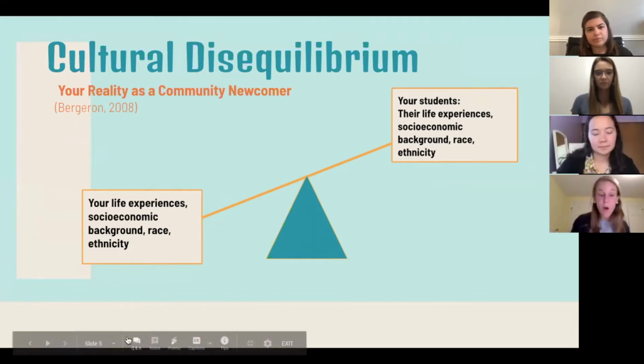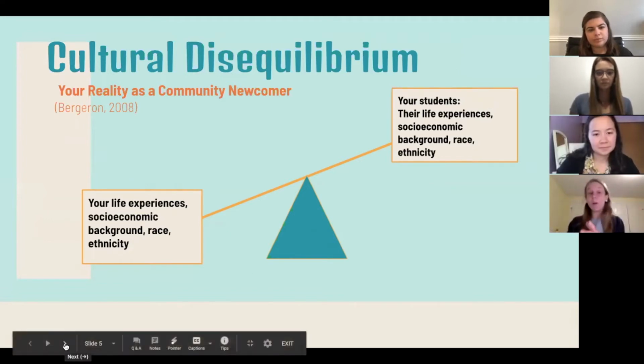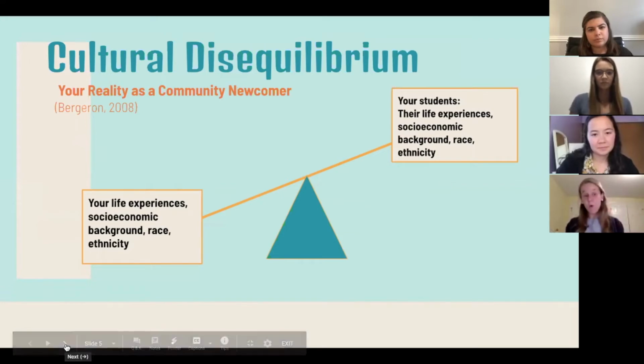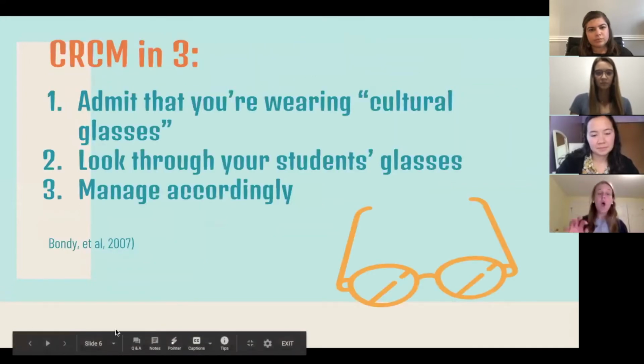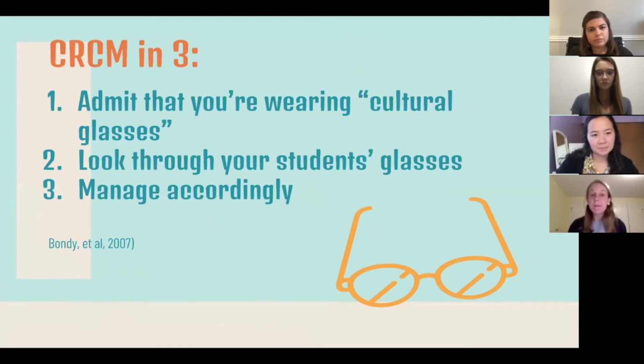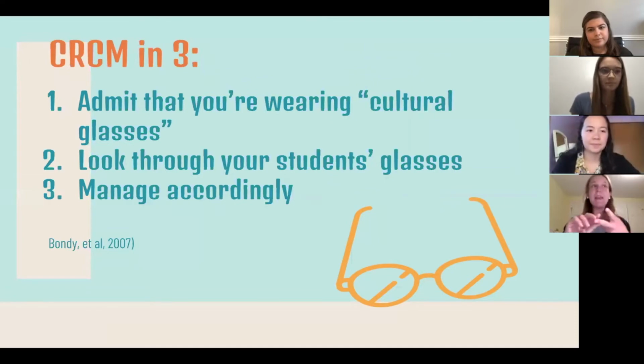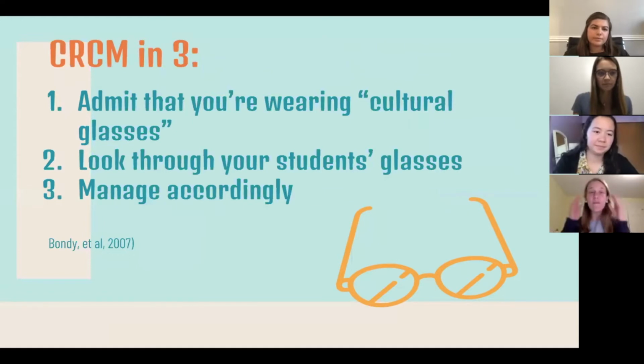So in order to move from this state of cultural disequilibrium that you will face as a newcomer, or have faced already, we can break down, and we'll use this metaphor of wearing cultural glasses. What this means is becoming aware that all of our management practices, from what we deem as respectful behavior, to being a caring teacher, to what active participation looks like, those things we view through the lens of our own cultural experience, through our own upbringing and our own education. And so recognizing that we are wearing cultural glasses is that first step.